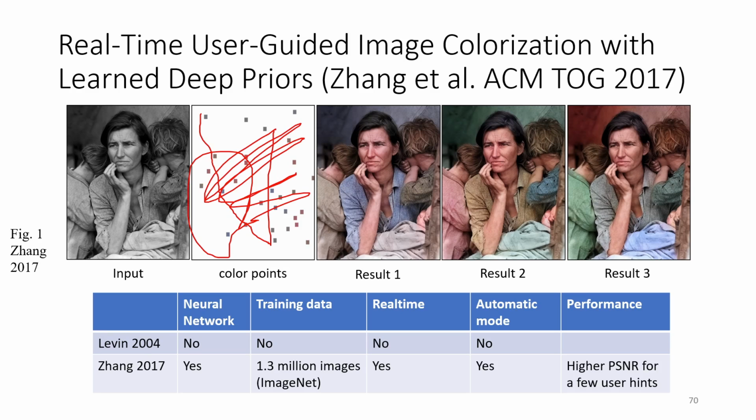So this is called automatic mode. This is okay, but for Levine's method, you must provide the scribbles. So there's no automatic mode. Okay, and performance is higher. So let's see its performance later.